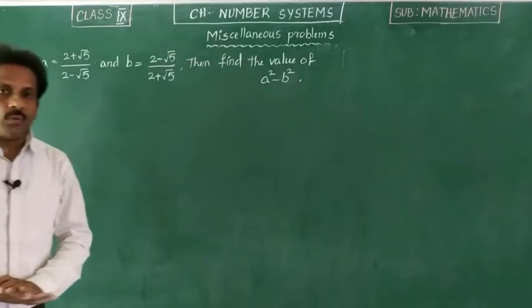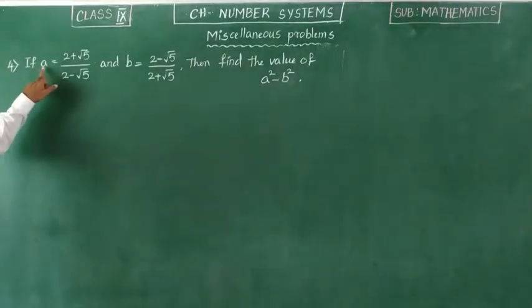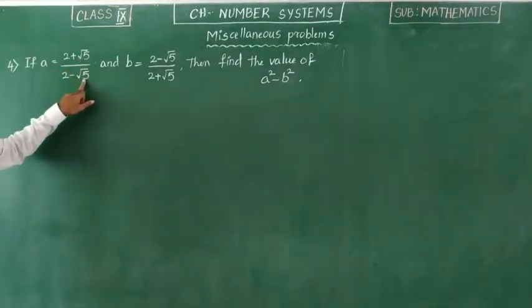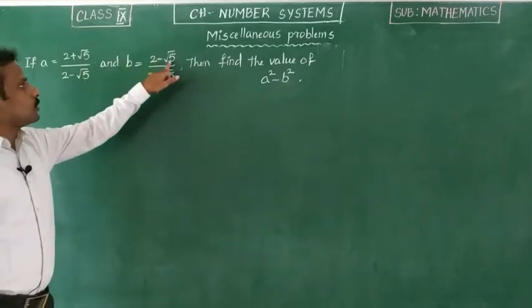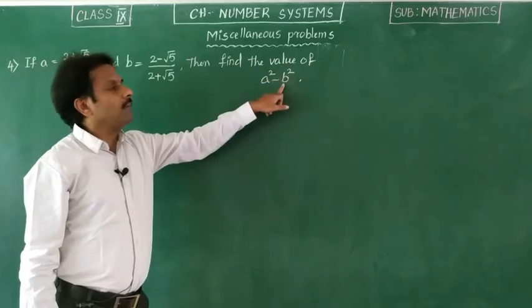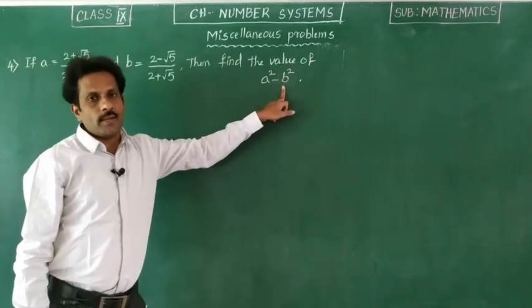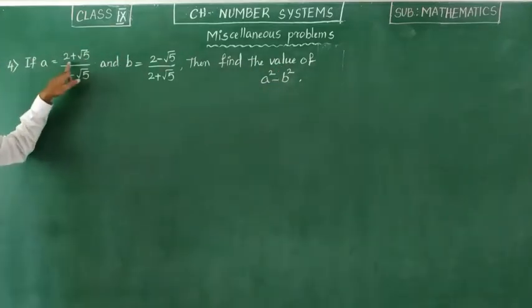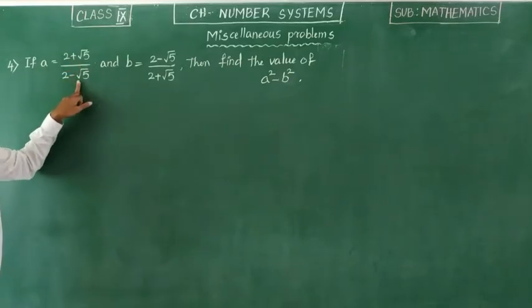So now let us see the fourth question, that is, if a equals (2 plus root 5) by (2 minus root 5) and b equals (2 minus root 5) by (2 plus root 5), then it is asked to find the value of a square minus b square. You observe, children, a is given as (2 plus root 5) by (2 minus root 5).